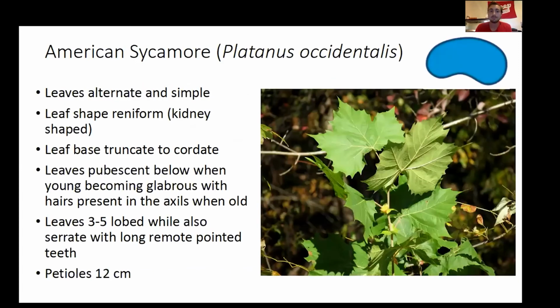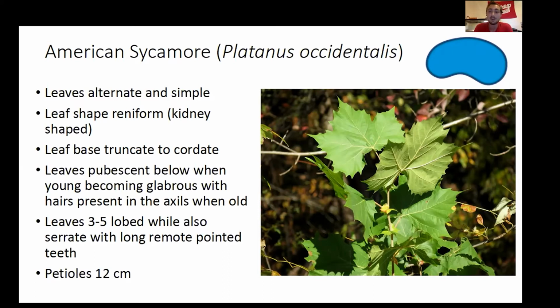So for our American sycamore, remember Platanus occidentalis, our leaves are alternate and simple, so by themselves and not divided into leaflets. The leaf shape is reniform, so if you were to fill in the sinuses between the lobes and complete that shape of the leaf, it would be shaped almost like a kidney. And this is a picture of a kidney-shaped pool. So I have to put that in there just so that we can make sure we have an idea of what a kidney looks like.